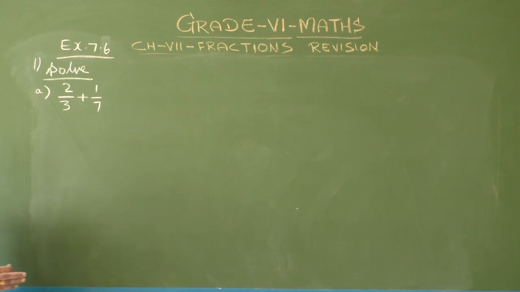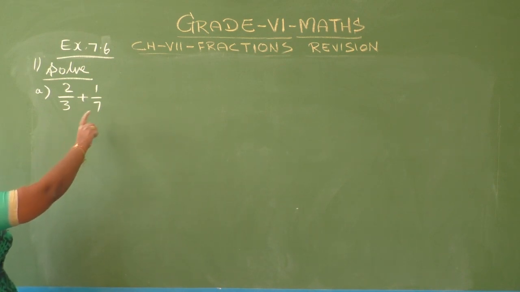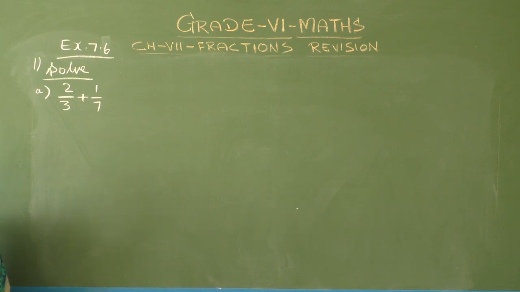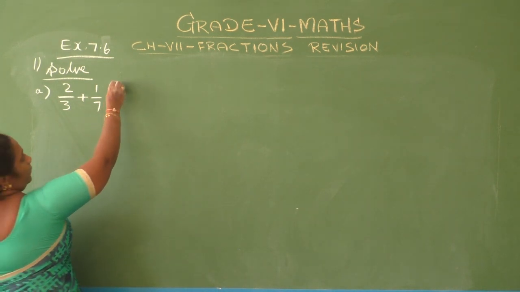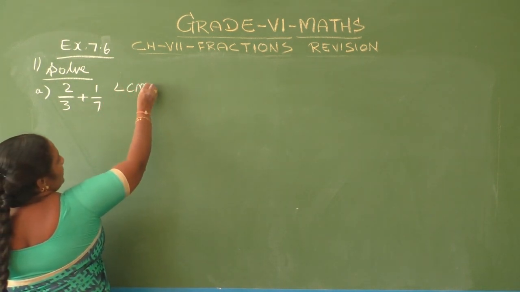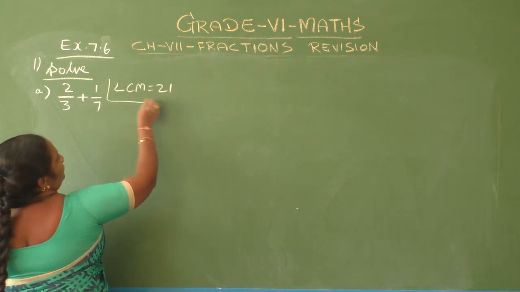Is it or not? Here, both are prime numbers, so there is no need to take the LCM the long way. You can multiply them directly. So 3 sevens are what will come? 21. So the LCM is 21.